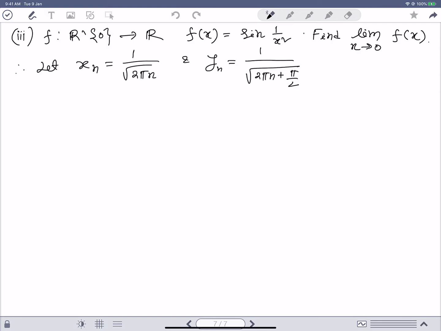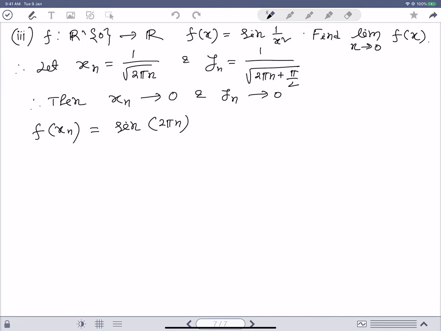Now why do I choose this type of sequences? Because in that case my xn converges to 0 and yn converges to 0. But what is my f of xn? Now f of xn is sine of 2 pi n, since f of x equal to sine 1 by x square. So sine 2 pi n is 0, so this converges to 0. And f of yn equals sine of 2n pi plus pi by 2, and that is 1, so it converges to 1.